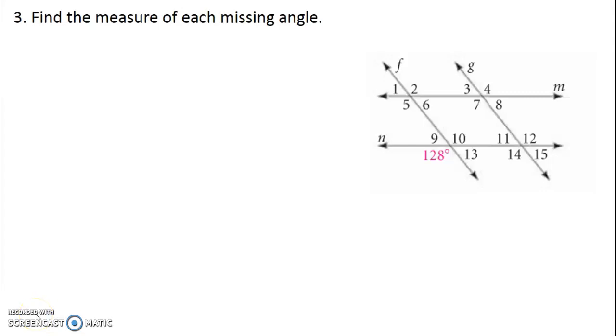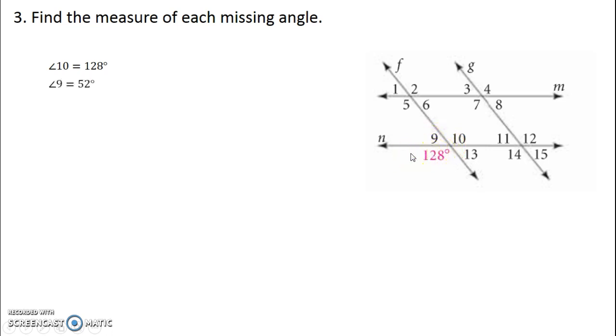Question 3, same picture, but now we're going to find the measure of each angle. There are lots of ways to do this, but what I would quickly do is realize angle 10 and 128 degrees are vertical angles, so they're congruent to each other. I'm going to work with just this intersection first, and I'm going to realize that 128 and angle 9 are linear pairs. They share this common vertex, they're adjacent to each other, so they're supplementary.